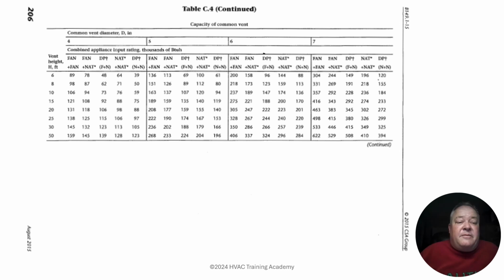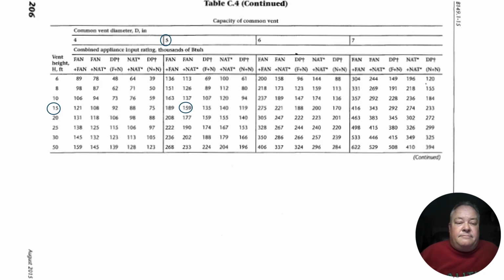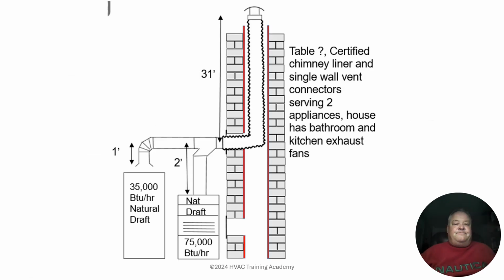When we go to figure out our common vent, we're going back to table C4. So we go back to table C4, and again, we've got 16 feet. Now we have 75 and 45, which is going to be 120,000 BTUs at the 15-foot vent height. Again, we're going to be fan plus NAT, and it looks like we're still looking at 5-inch that we're going to utilize for our common vent size. 159,000 BTUs, 5 inches is going to be our common vent size for that application.